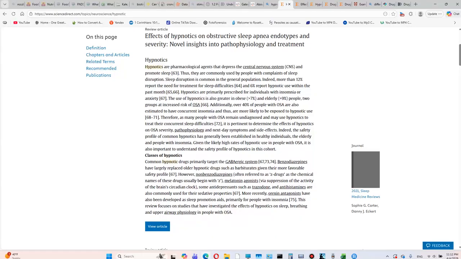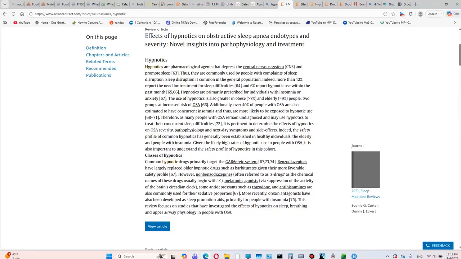Now I will read this definition from this article entitled Effects of Hypnotics on Obstructive Sleep Apnea, Endotypes and Severity: Novel Insights into Pathophysiology and Treatment. Hypnotics. Hypnotics are pharmacological agents that depress the central nervous system, CNS, and promote sleep. Footnote 63. Thus, they are commonly used by people with complaints of sleep disruption.